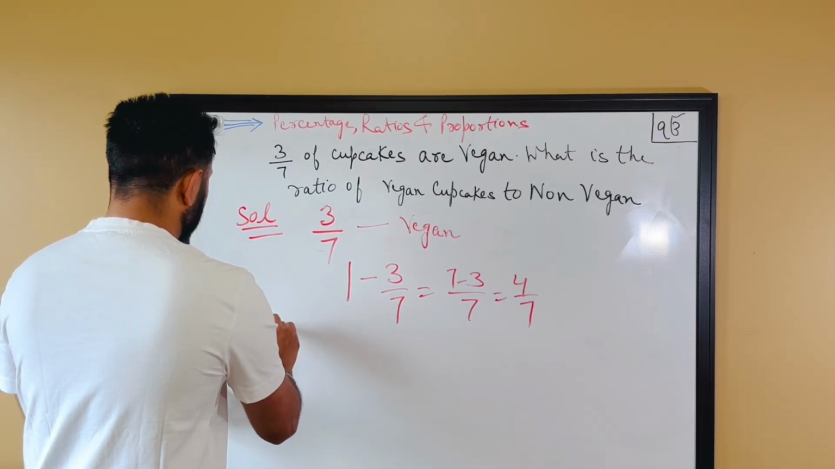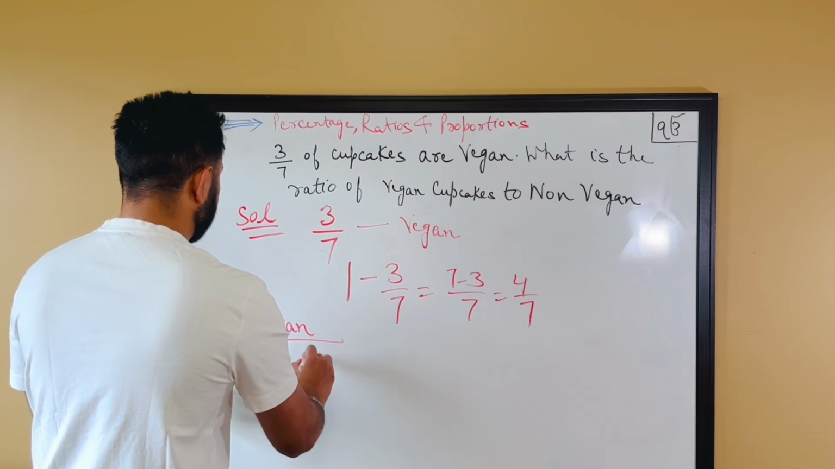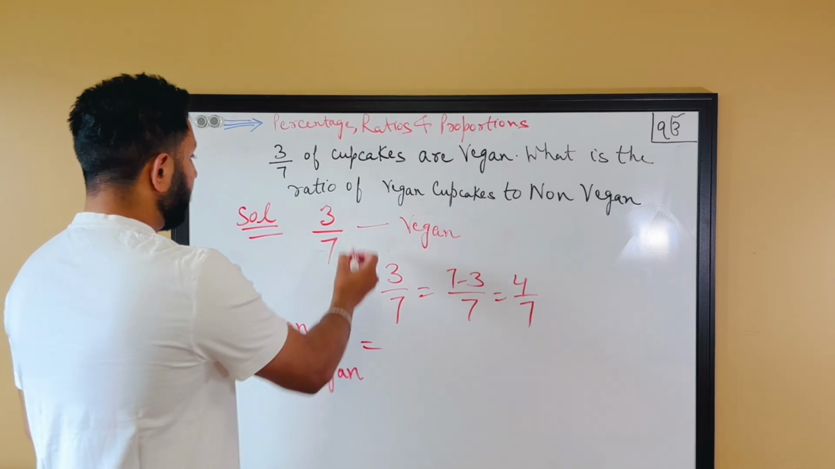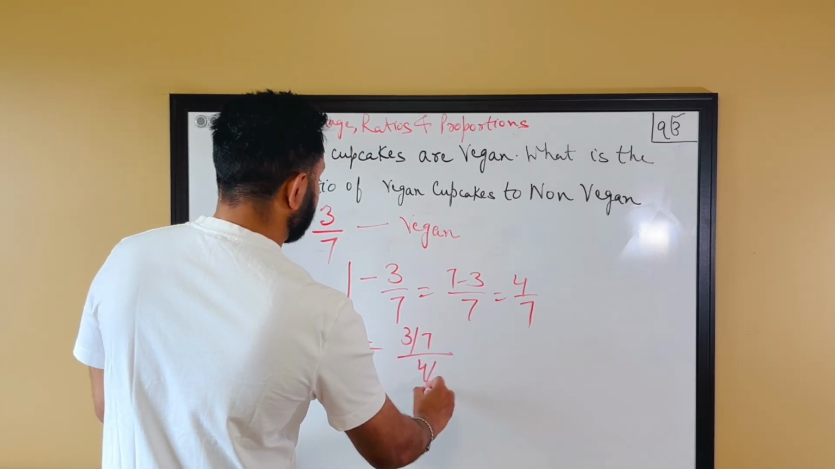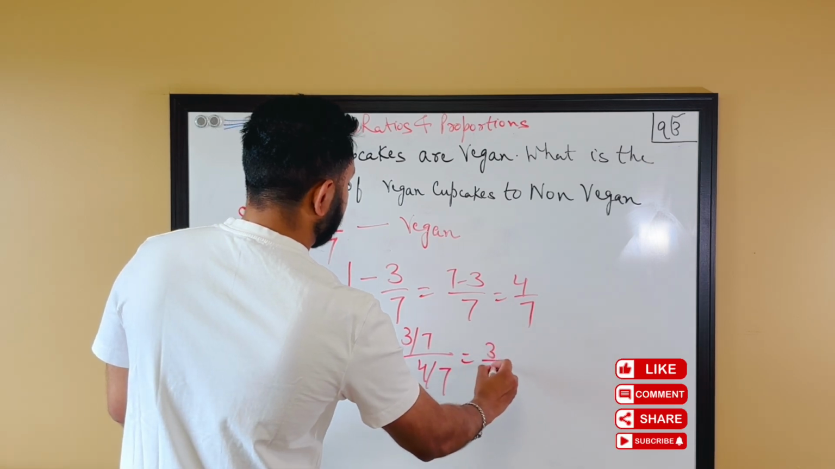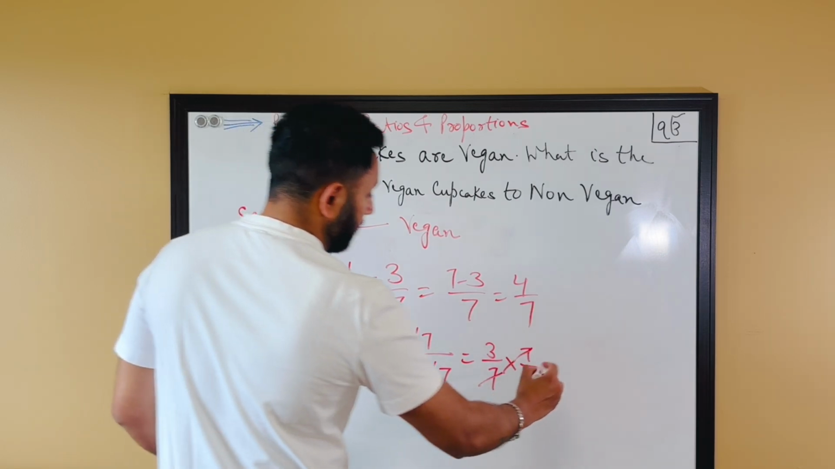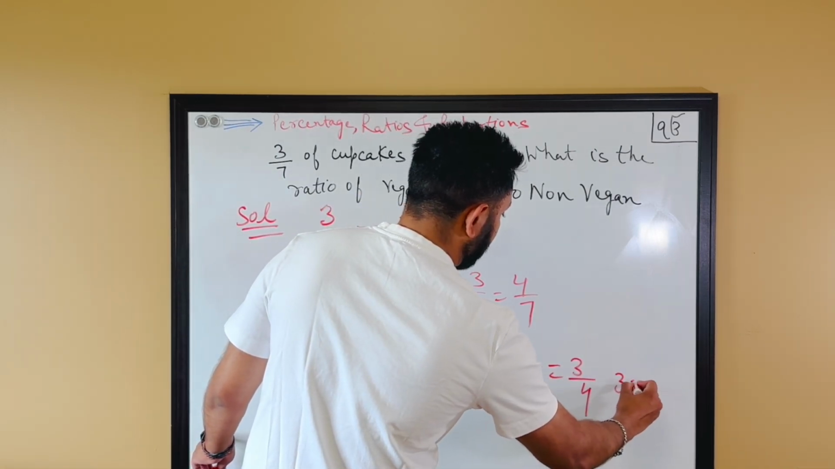So we need to put vegan in the numerator and non-vegan in the denominator. So put these values here. 3/7 is the vegan and 4/7 is the non-vegan. So if we simplify this, the answer comes out to be 3/4. So 3/4 is the ratio.